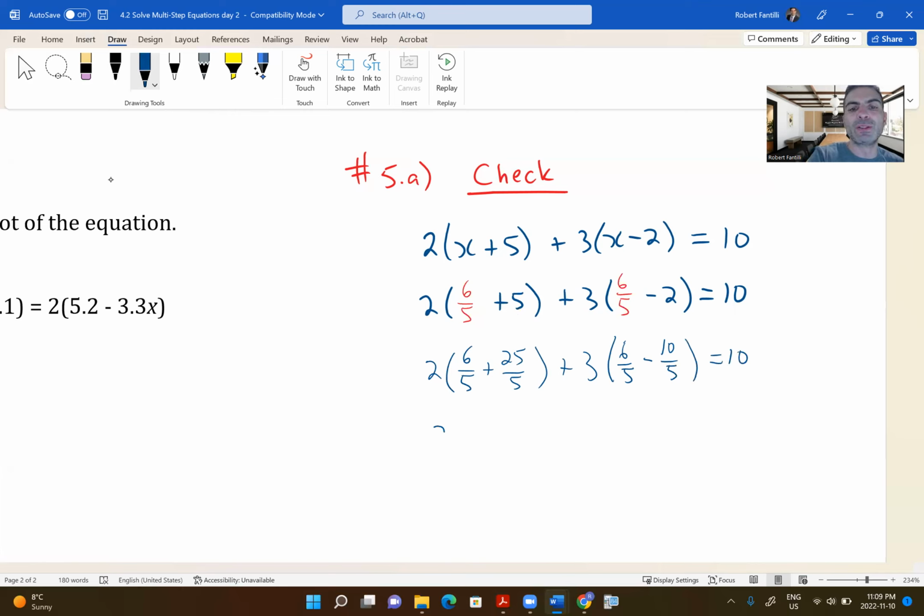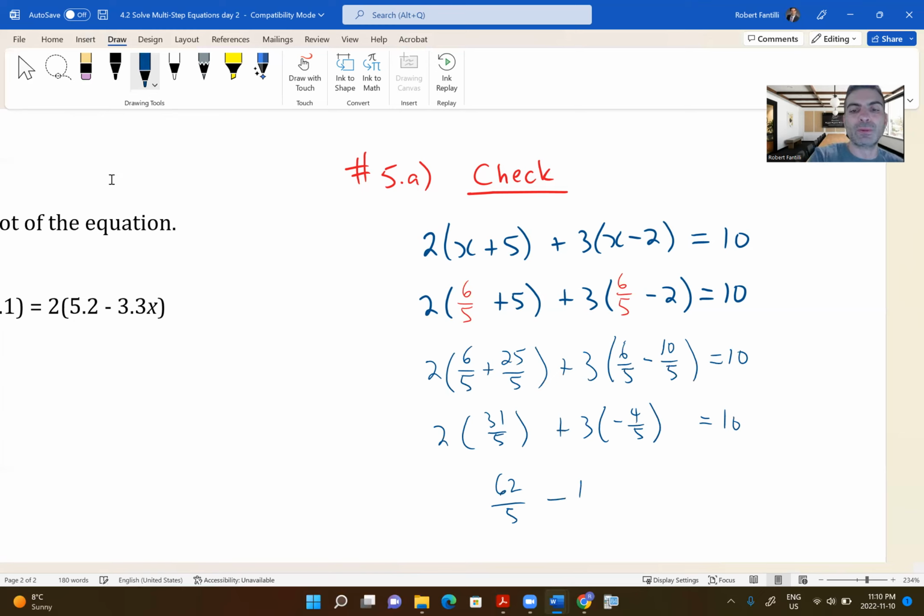Let's clean up the brackets. 2, and this is 31 over 5 plus 3 times negative 4 over 5, because 6 minus 10 is negative 4, equals 10. And then if I double this, 2 times 31, remember the 2 outside is a numerator. So it multiplies by the 31. So it's 62 over 5 plus, oops, in this case, it's a positive times a negative. So instead of writing plus negative, I'm just going to write minus 12.